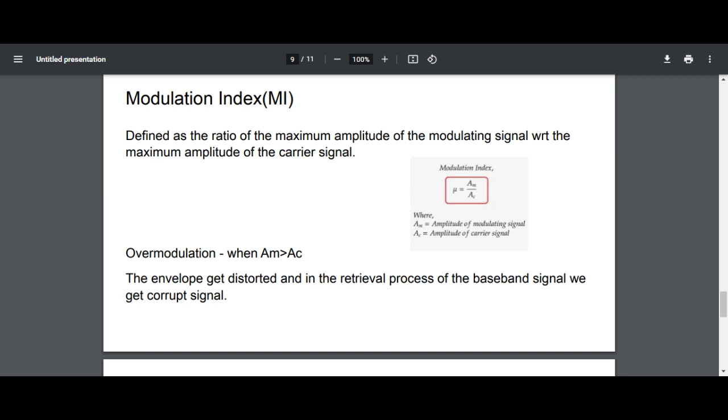Based on the value of μ, we define overmodulation and undermodulation. In overmodulation, the value of Am is greater than the value of Ac. Basically, when the amplitude of the message signal becomes greater than the amplitude of the carrier signal, overmodulation happens. In overmodulation, the envelope gets distorted, and in the retrieval process of the baseband signal we get a corrupt signal, not the actual message signal.